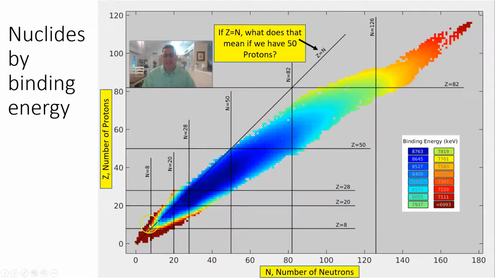So that is a trend that we see. Okay, and therefore that is one of the patterns of stability within isotopes. The larger we get, the more neutrons we need.